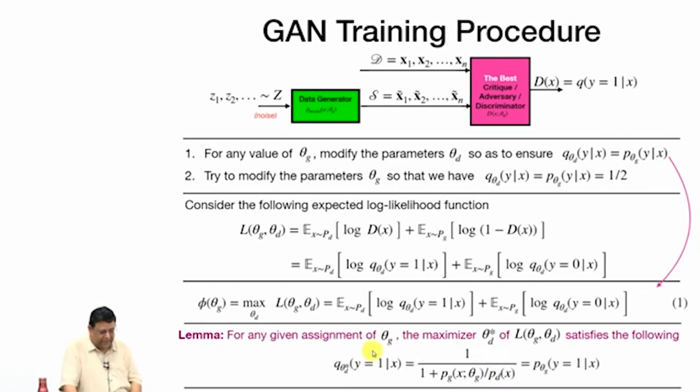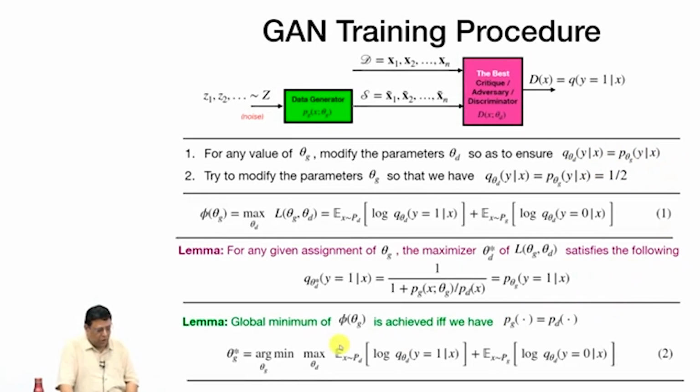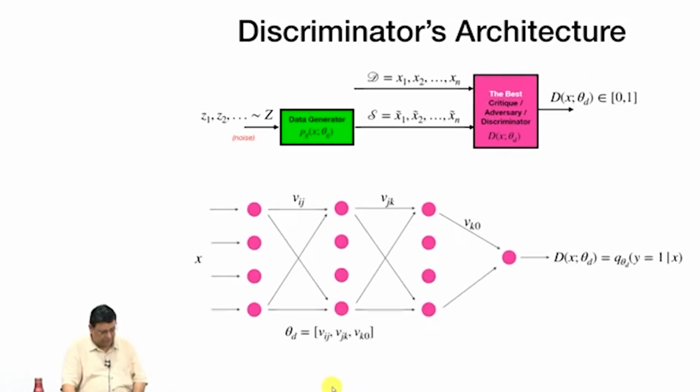For any given assignment of theta g, the maximizer theta d star of L satisfies the following condition. This is a simple lemma which shows that for this function, if you clamp the theta g and take the maximizer theta d, that theta d will also satisfy this equation, which was one of our requirements, okay? Next is this theorem. This says now you want to minimize this, right? Because once the police has caught up, for any given value of theta g, now this phi of theta g, which we saw in the previous equation, right?